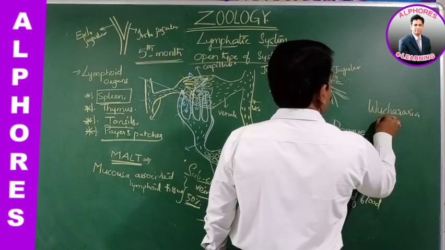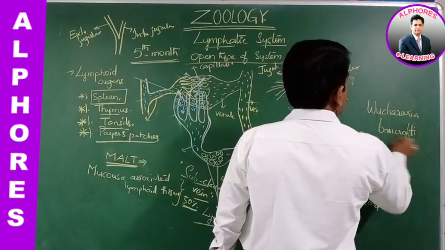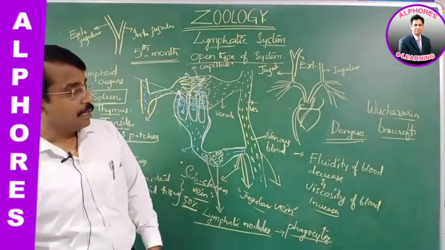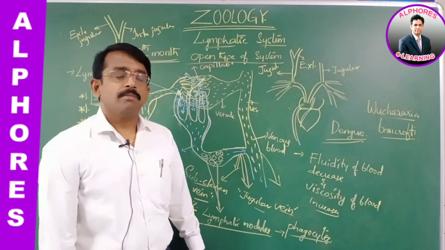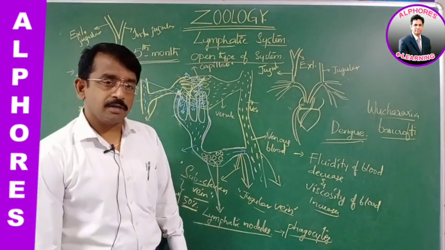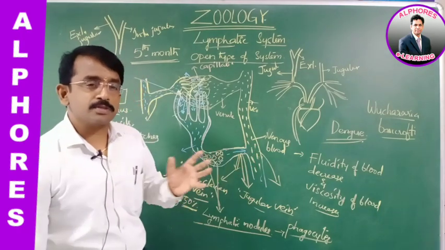Wuchereria bancrofti. Wuchereria bancrofti, what causes the filariasis? Filariasis is basically caused by Wuchereria bancrofti, a digenetic parasite. The primary host is man and the secondary host is the Culex mosquito.